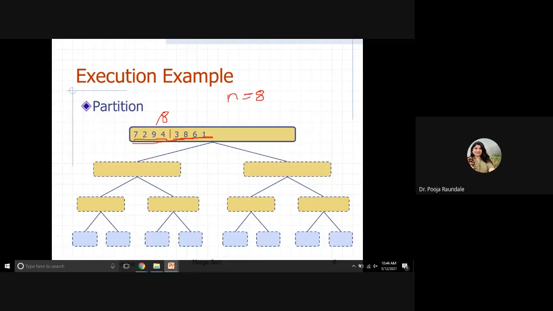It is a perfect 2 raised to k is equal to n, right? So how much is the k here? 3, right? This is only for our understanding. Now look at this. Our array is of size 8.